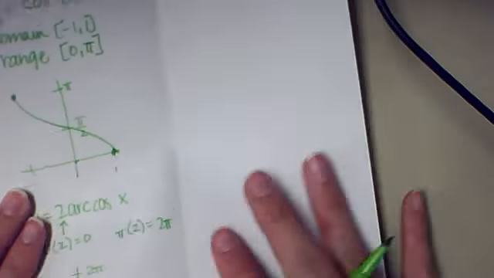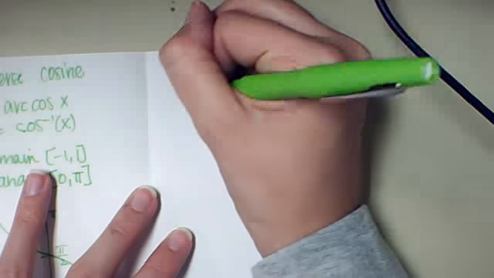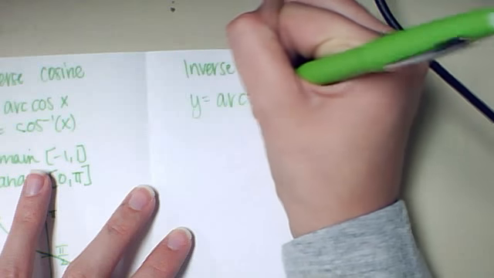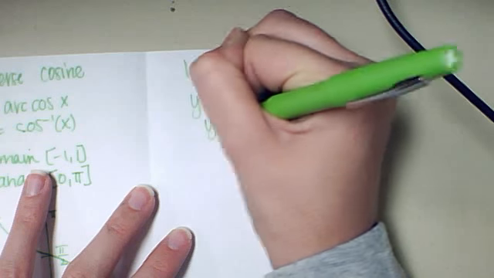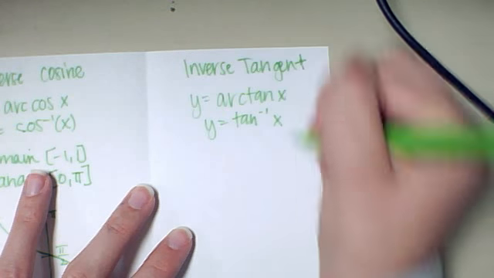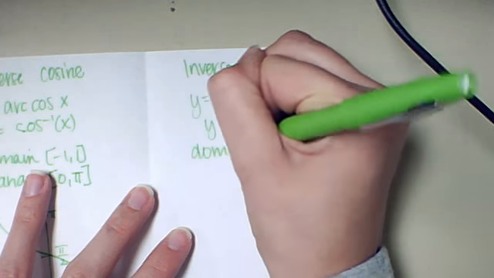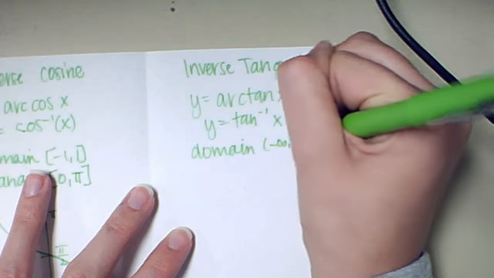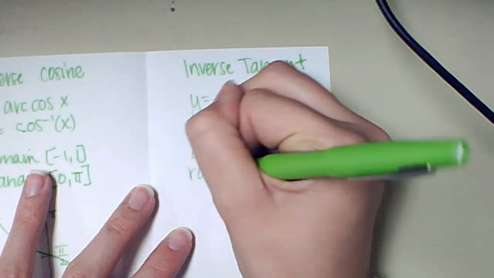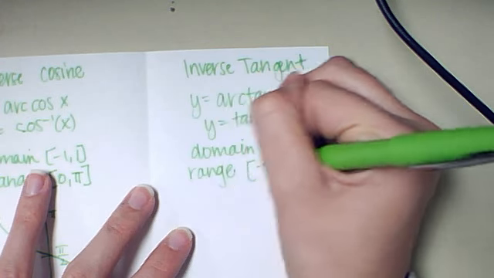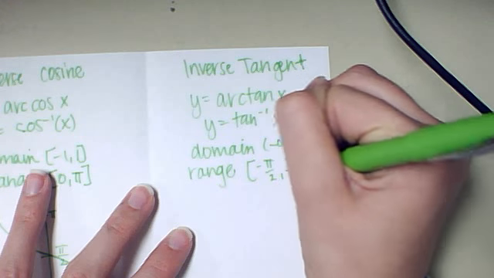The final graph that we need to look at is the inverse tangent. That's y equals the arctangent of x, or y equals the tangent inverse of x. The domain is from negative infinity to infinity. The range is from negative pi over 2 to pi over 2.